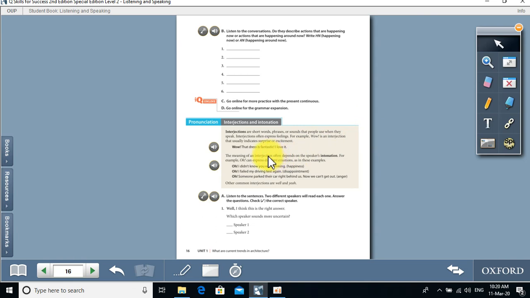Okay. The meaning of an interjection often depends on the speaker's intonation. For example, oh can express different emotions as in these examples. So the interjection oh has different meanings, but it depends on how the speaker pronounces it. So listen to these examples.